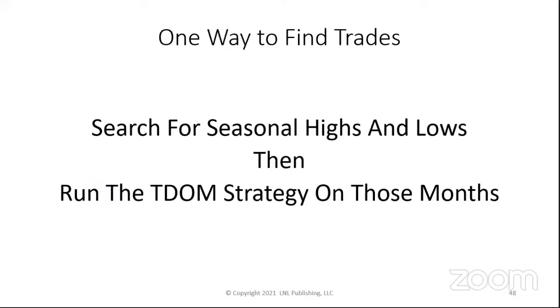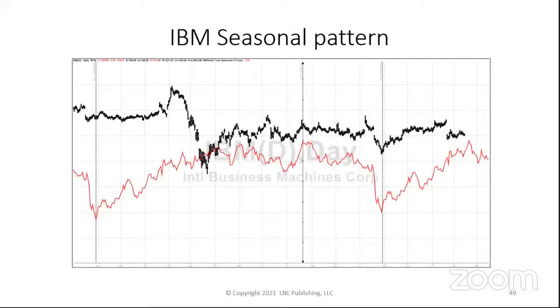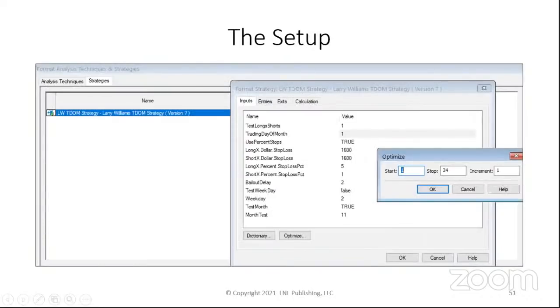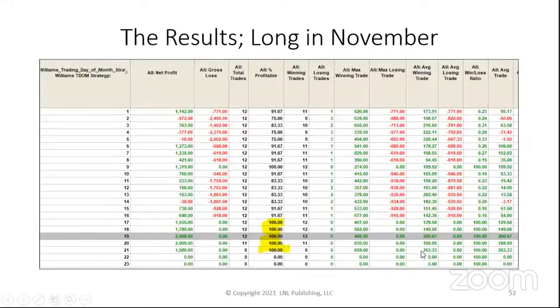No, I don't. Okay, so we found we see IBM usually rallies in November, usually declines in mid-July. Can we use that to our advantage? Yeah. Here we're going to test IBM in July, trading day 1 through 24, or it should be 1 through 23. The trust we're going to test in November, the 11th month. Okay. And we run it.